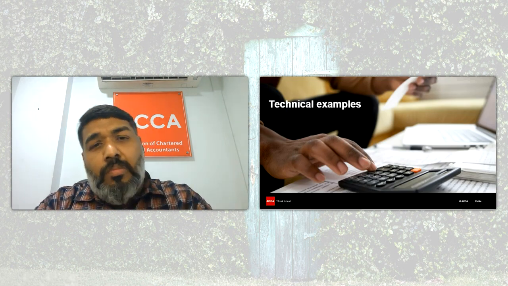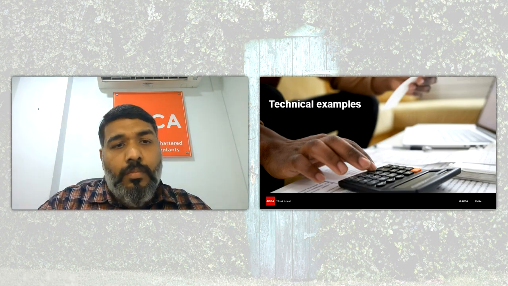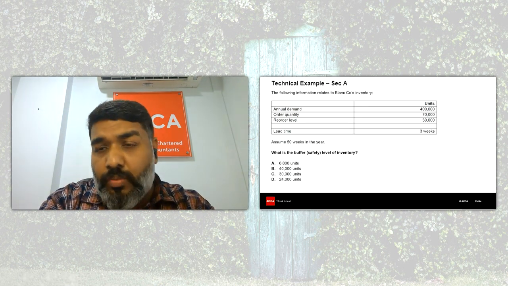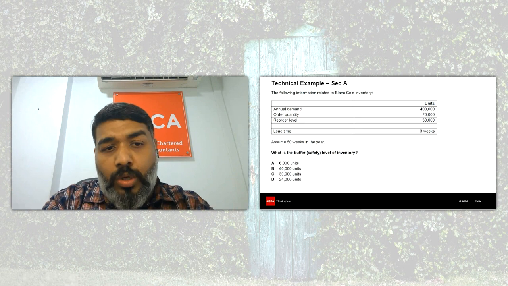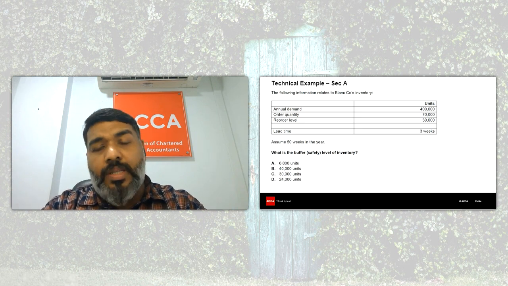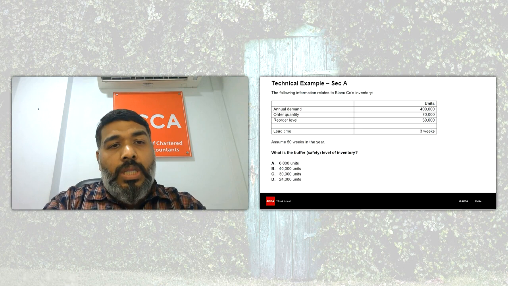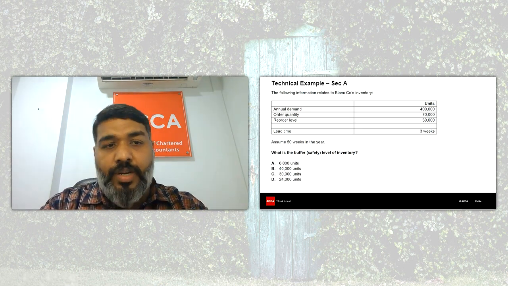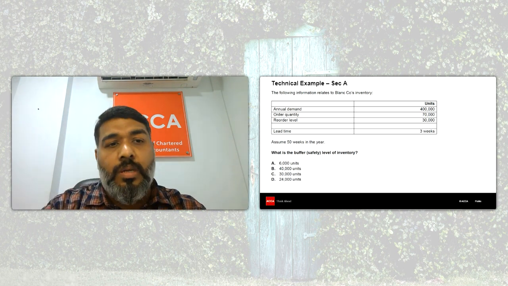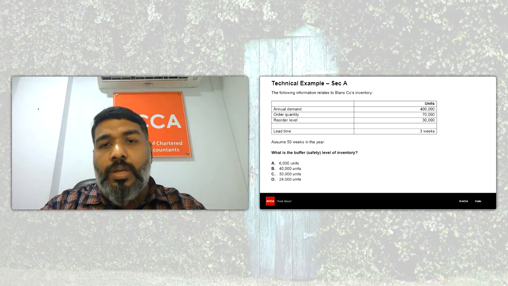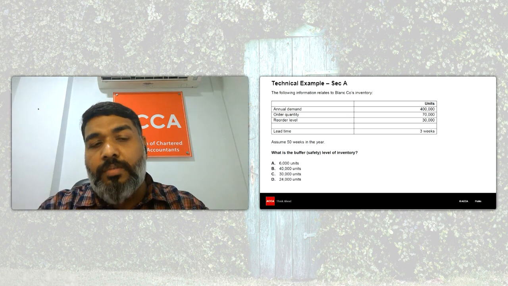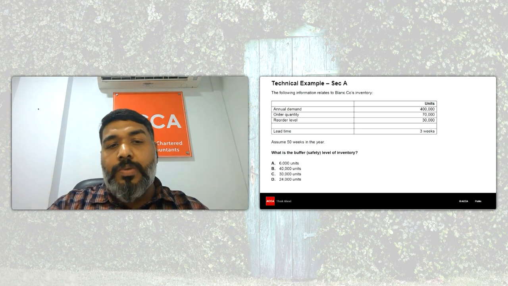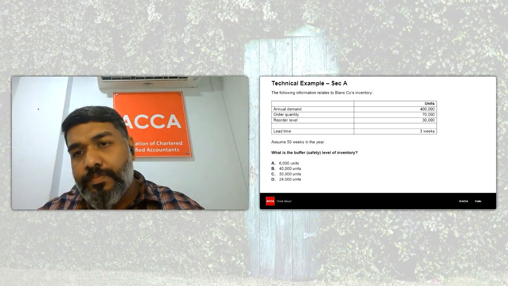Now, looking at some more technical examples, let's have a look at a question here. What is the requirement? The dark bold one. What is the buffer or the safety inventory? They're asking for the minimum inventory. The following information relates to a company's inventory. Annual demand is 400,000. Order quantity 70,000. Reorder level 30,000. Lead time 3 weeks. Assuming 50 weeks in a year, you're supposed to calculate the minimum level of inventory.